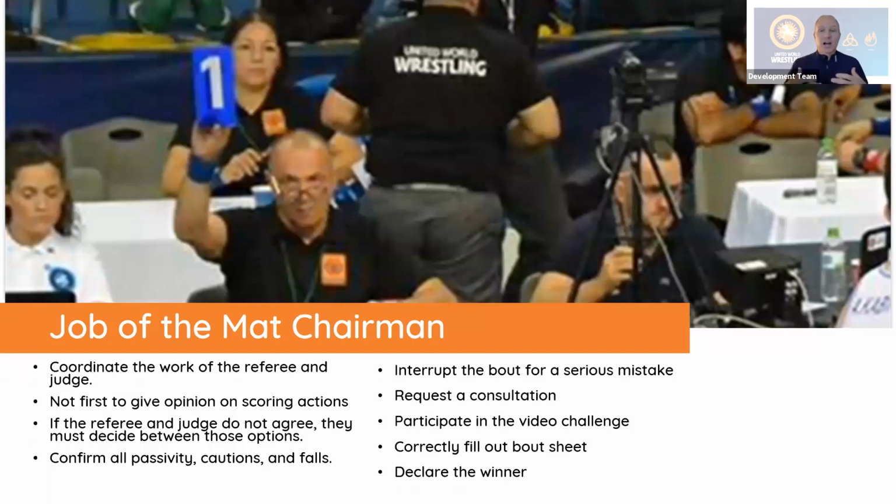Their job is to score the action if there's a disagreement between the referee and judge. So if the referee and judge don't agree, this is when the match chairman can step in and essentially break the tie. So the referee scores 4 red, the judge scores 2 red. They have to make a decision between 4 red or 2 red, and then they indicate that very quickly.